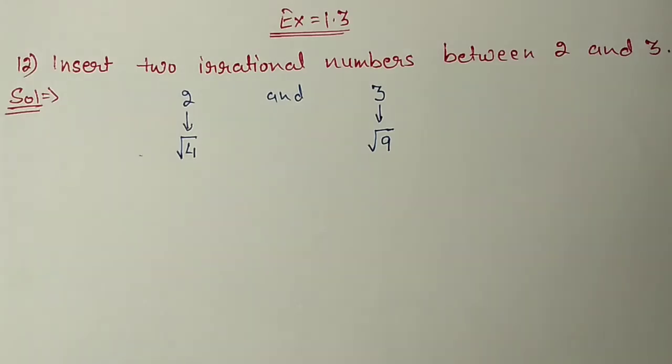Hello students, we are doing chapter number 1, rational and irrational numbers, exercise 1.3. In the previous video we have done till question number 11, and today we are starting from question number 12.